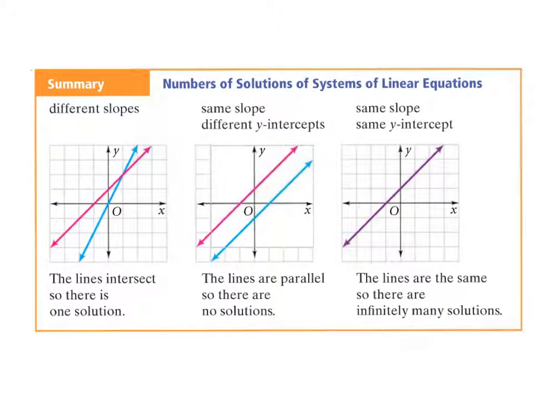And here is your summary. If you have different slopes, it doesn't matter what the y-intercept is. Automatically different slopes, you have intersecting lines, you have one solution. If you have the same slope and different y-intercepts, that's the definition of parallel lines. Therefore, you have no solution. If you have the same slope and the same y-intercept, they're the exact same line. So your answer would be infinitely many solutions.